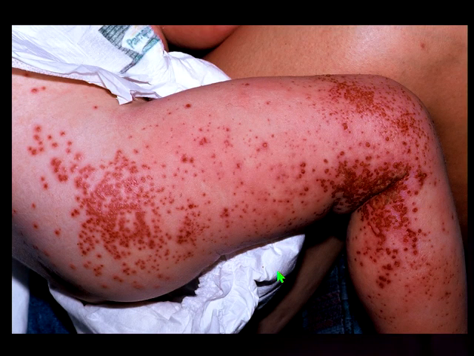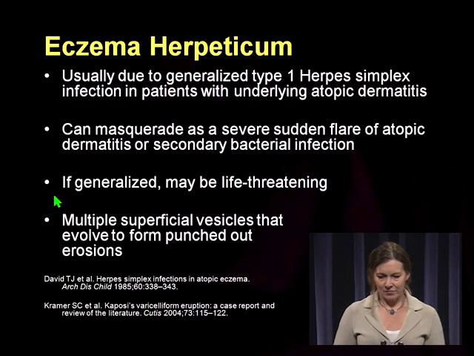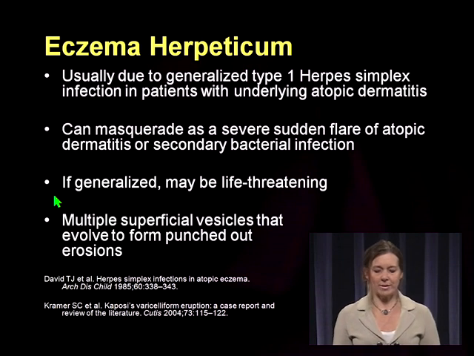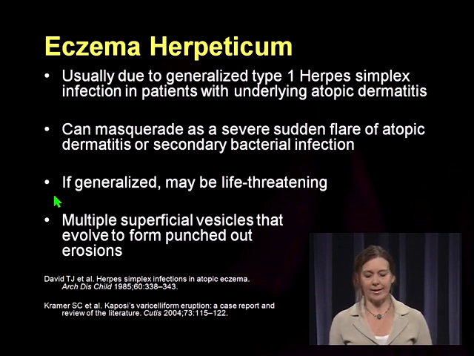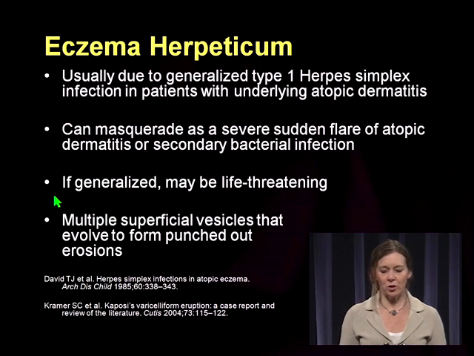So I'm going to show you several examples of eczema herpeticum, which can be a very serious condition. Here we see a child that has very widespread disease. This child was about 9 months of age and had extensively used immunomodulators in this area. And we can see that the area is just covered with small vesicles and punctate erosions. So this is usually due to type 1 herpes simplex virus. It can masquerade as a sudden flare of atopic dermatitis or be confused with a secondary bacterial infection. It is important to recognize this because we do tend to treat it quite differently than a secondary bacterial infection.